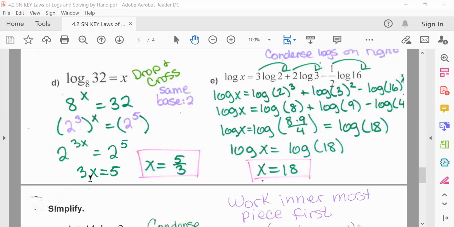So then solving that, 3x equals 5, just divide by 3. Leave these in fraction form. Pardon me. Don't worry about decimals.